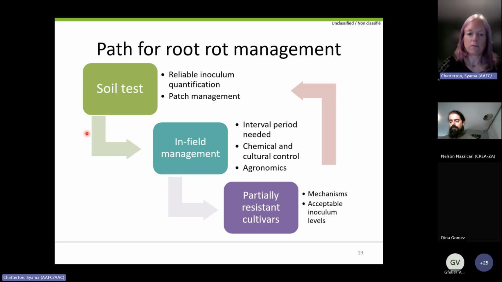So for today, sort of for the research part of this presentation, I'm going to focus primarily on research I've been doing on soil testing and some on in-field management. I'm not going to talk much about partially resistant cultivars, mostly because I'm a pathologist and not a breeder. And so I think there's other talks coming up later in the ILS series on breeding for Aphanomyces, and because this is an area that we've just started working on in my lab.